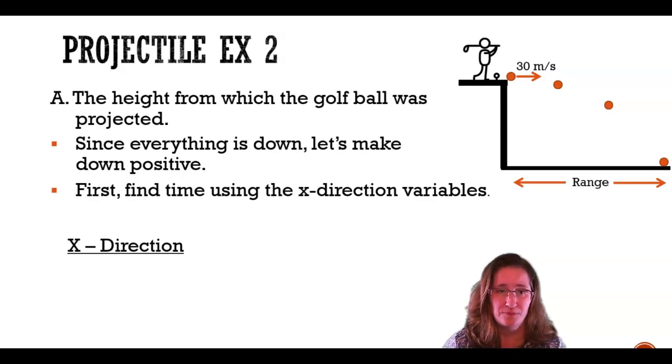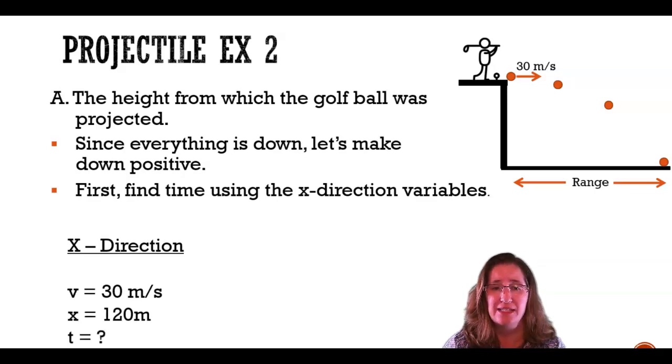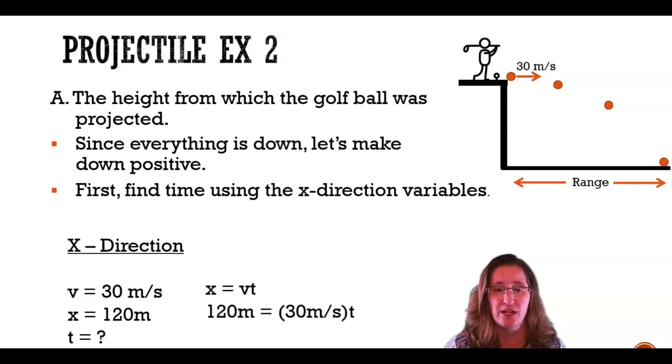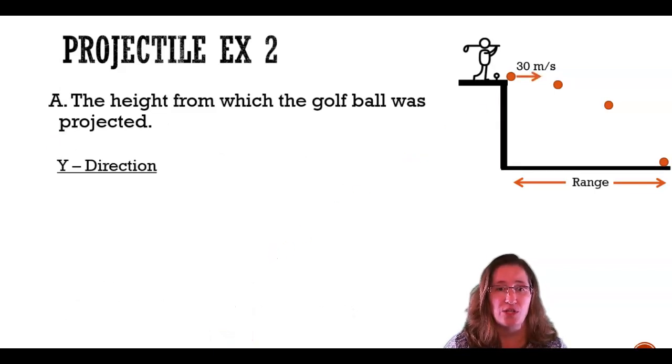So here, we're going to go ahead and put our variables in. We know we have that horizontal velocity of 30, and in this case, they gave us the range of 120. That means we have 2 out of 3 variables in the x direction, so we can go ahead and solve for time in the x direction. When I do that, I find my time is a nice even 4 seconds. So I can use that 4 seconds now in the y direction to actually solve the question they're asking me. They want to know the height.